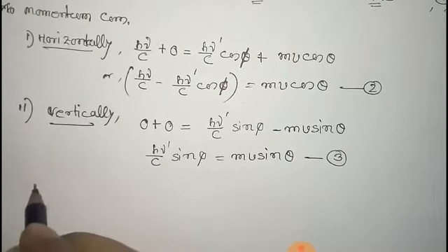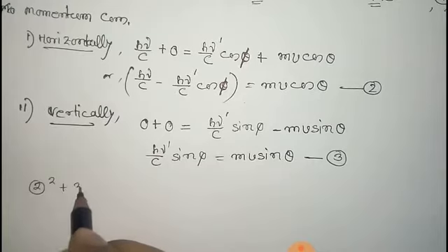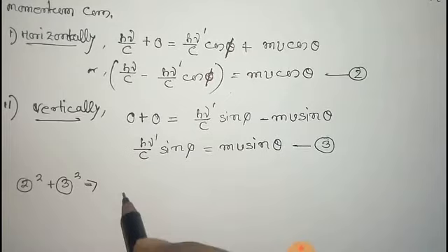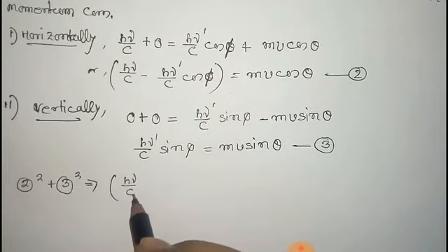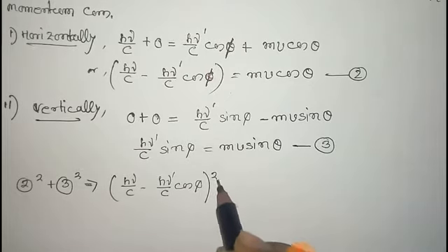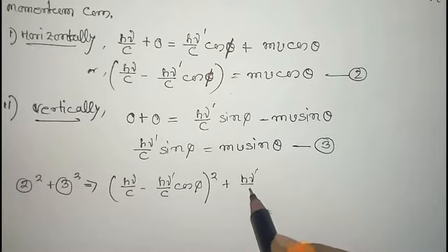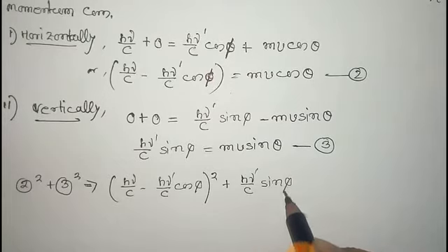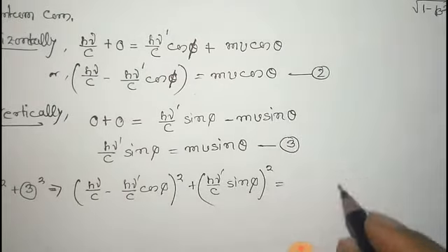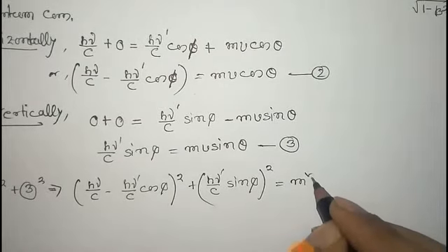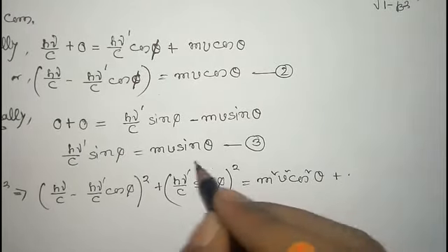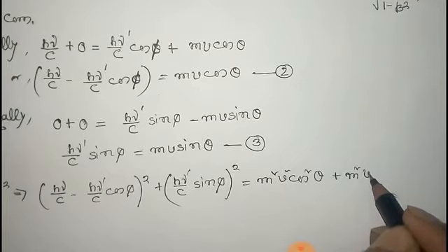Now doing this operation, 2 square plus 3 square, squaring these two equations, we get (h nu by c minus h nu prime by c cos phi) whole square plus (h nu prime by c sin phi) whole square, that's equal to this term, m v cos theta, which will be m square v square cos square theta, plus this term whole square, that is m square v square sin square theta.